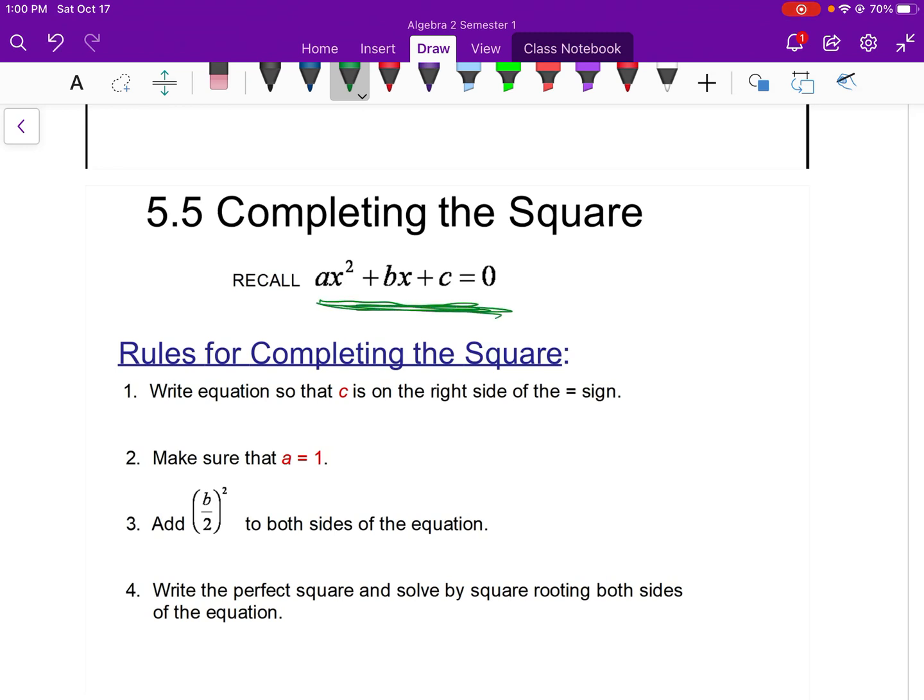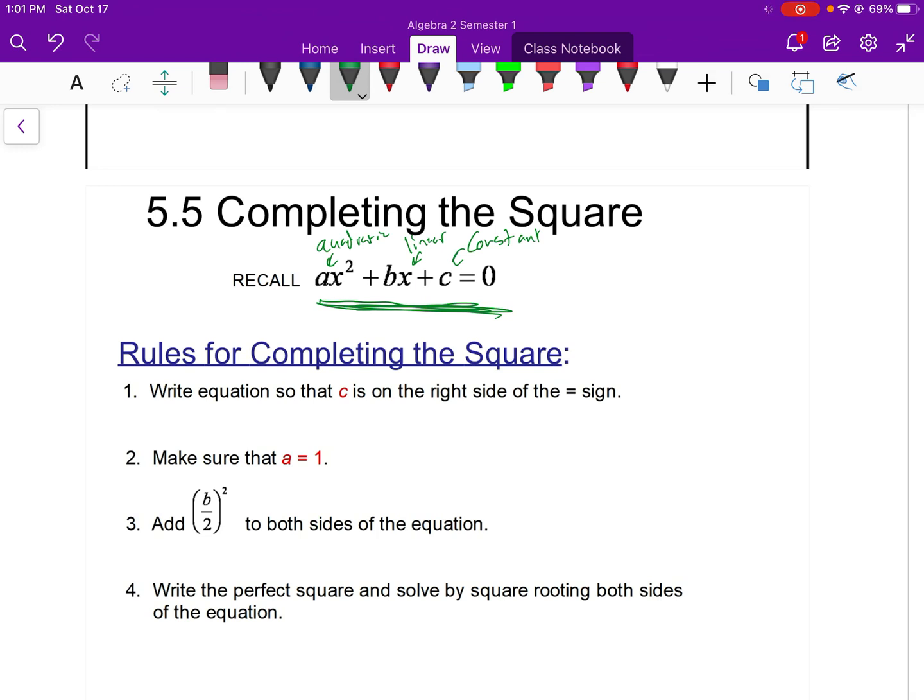And since we're going to be solving, it's set equal to 0. And what we need to do in order to complete the square, okay, first need to write the equation so that c is on the right side of the equal sign. Okay, so all you have, again, this is our quadratic term, and this is our linear term. Okay, you want the quadratic term and the linear term on the left side, and then the constant on the right side. Okay, and again, the c is your constant.